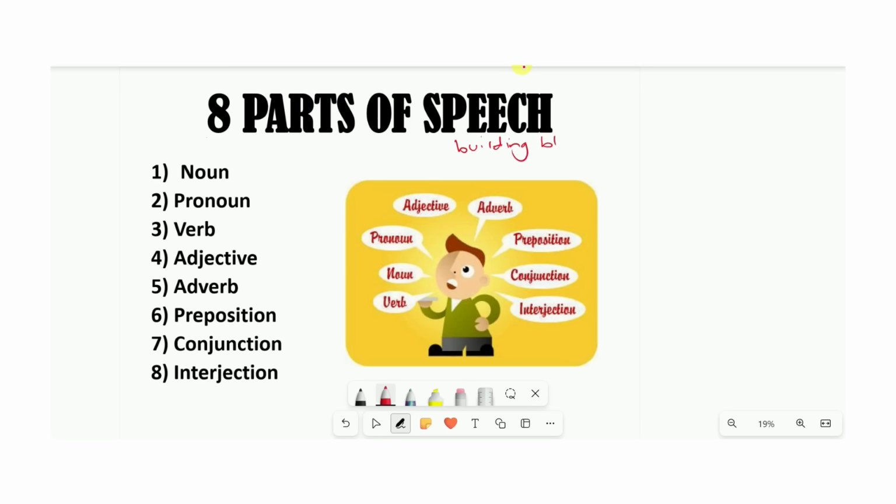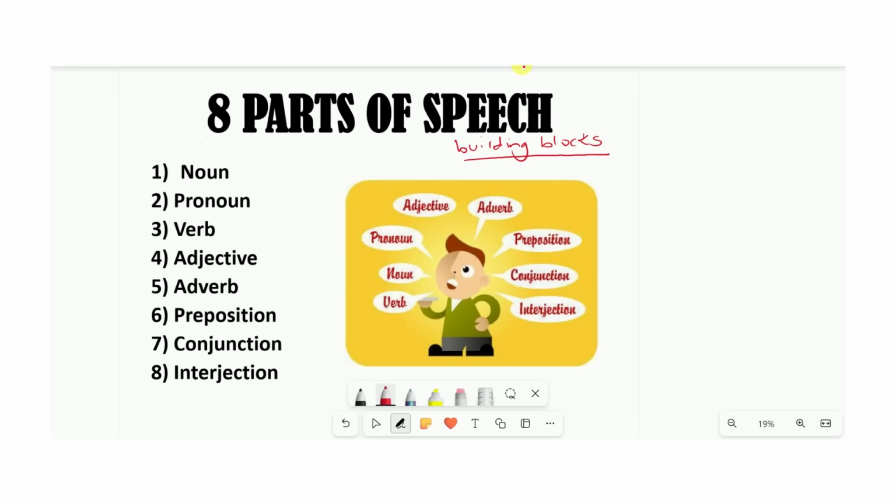Why building blocks? It means that for any sentence to make sense, we need to understand the function of each and every word. What function does the word constitute in such a way that you are in a position to thoroughly understand the idea that is communicated by a particular sentence? So the reason we are studying the parts of speech is that we need to understand, firstly, how the sentence is constructed, and secondly, the purpose of each and every word.